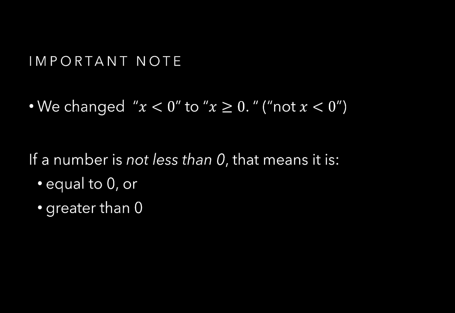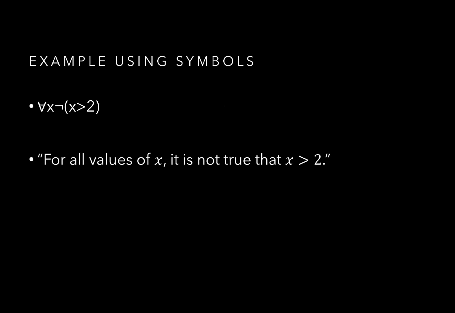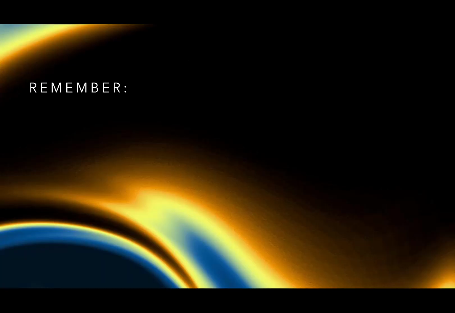Let's look at an example where we use symbols. This symbolic statement means for all values of x, it is not true that x is greater than 2. Now let's negate this statement. We're going to change for all to there exist, and we'll take out the word not, which gives us x is greater than 2.